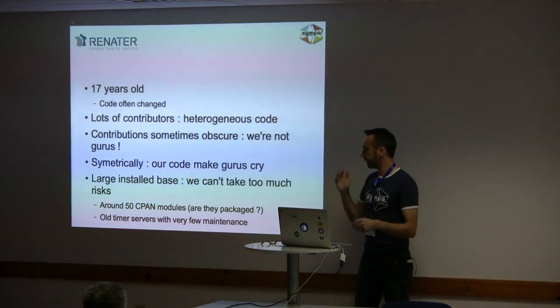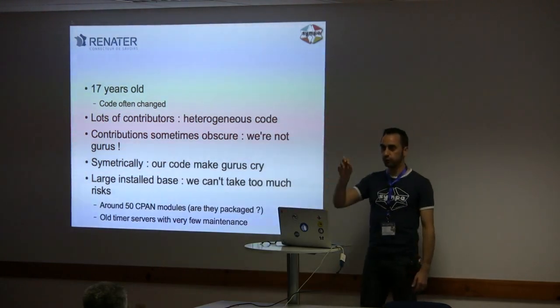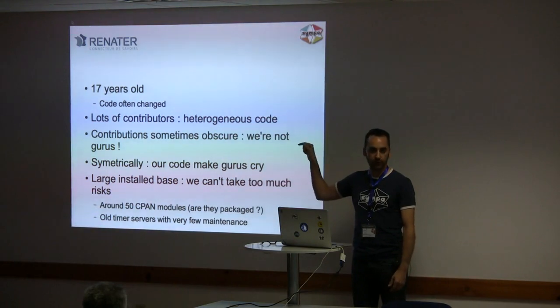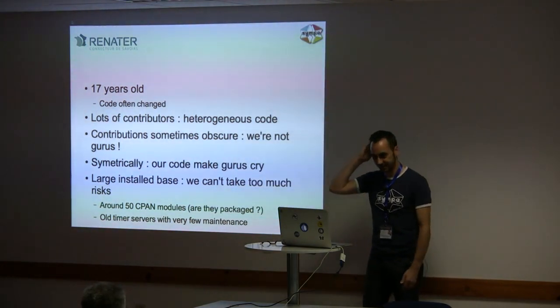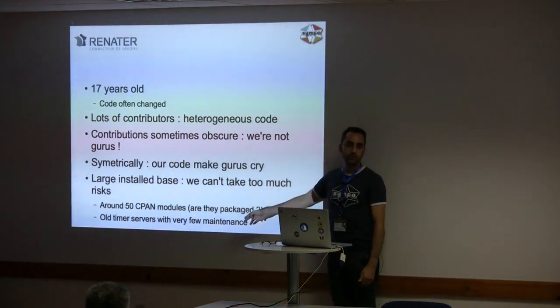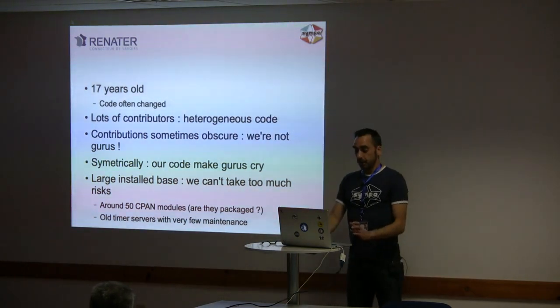And you also have very old timers. I knew of a 2.0 version of Sympa that was still running, with 6.2 being current right now. 2.0 was 1999. But it works, so people don't touch it. What do they do when they need to upgrade? So what do we want to do?